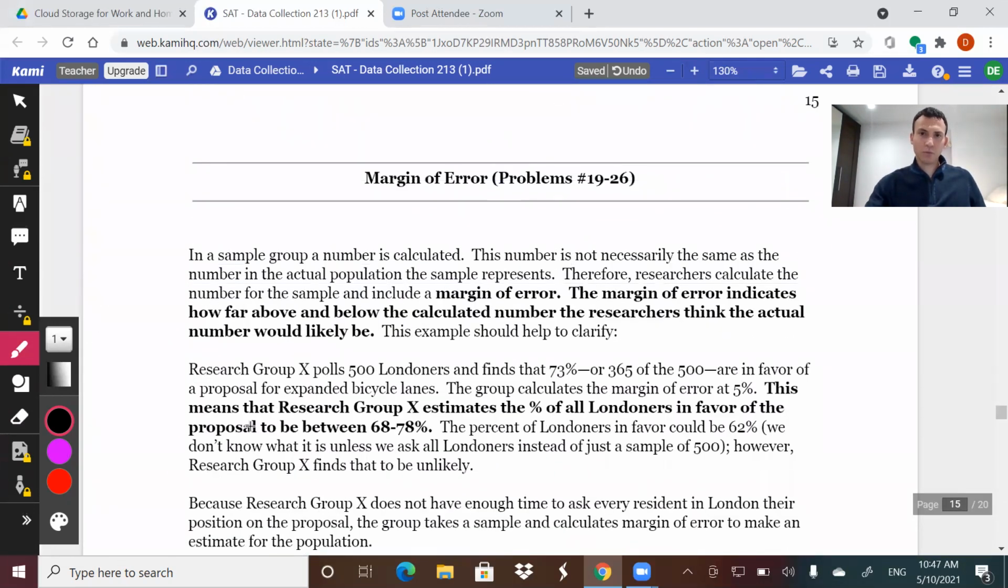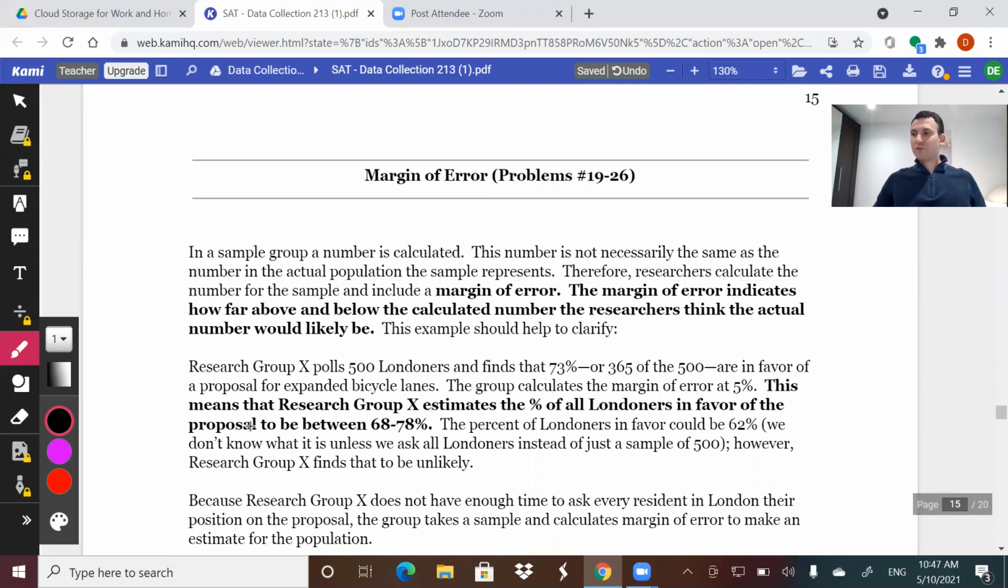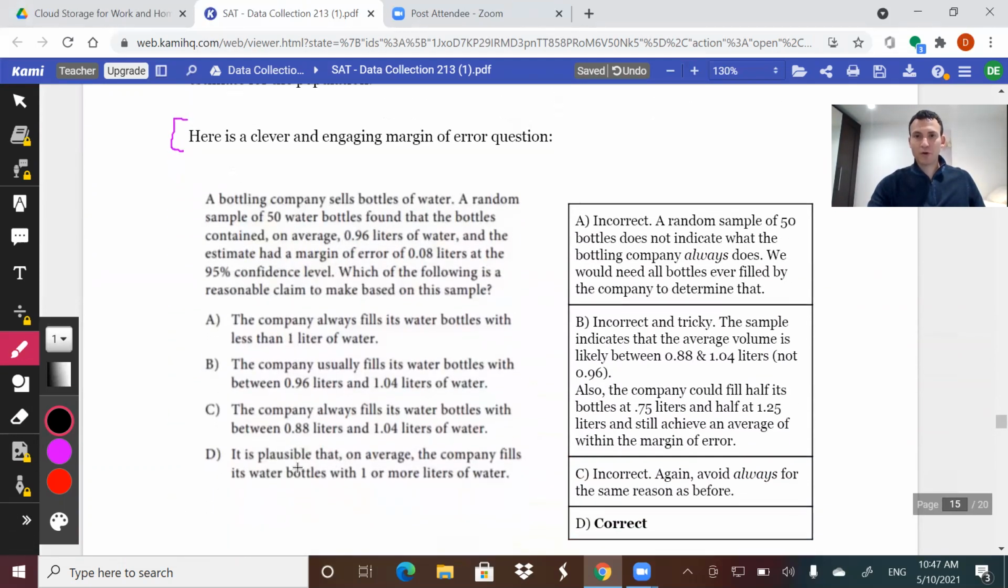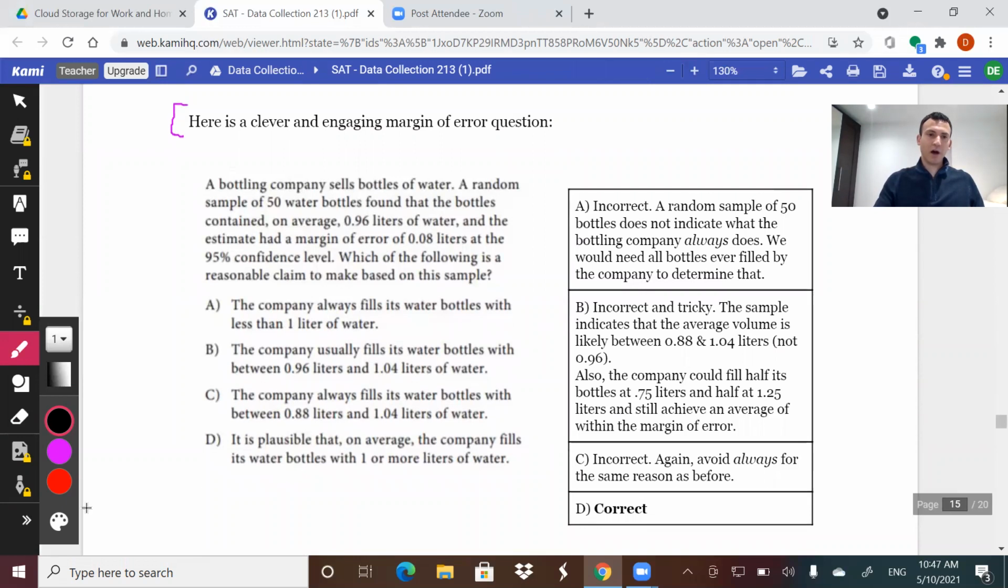So we covered this on worksheet 212. And if you've watched that video, you've already heard me talk about margin of error. What I'm going to do is I'm just going to get right into a problem, and I'm going to use the problem to explain margin of error. So we did do this problem on the other worksheet, but I'll quickly run through this again if you haven't seen worksheet 212. So a bottling company sells bottles of water.